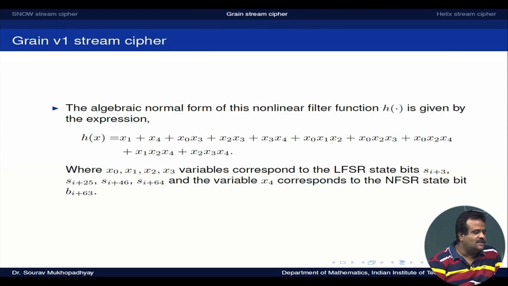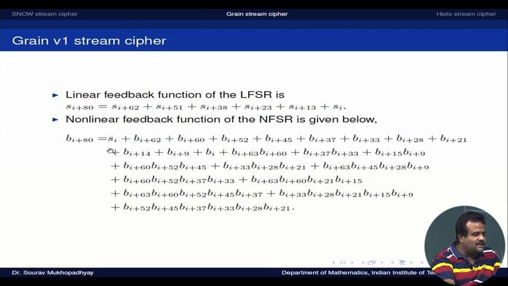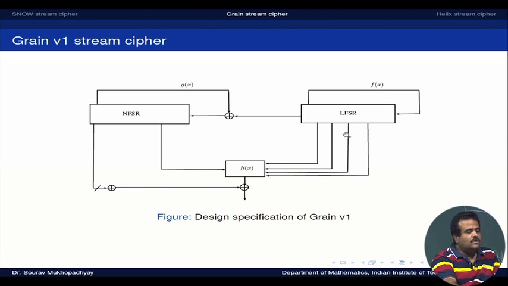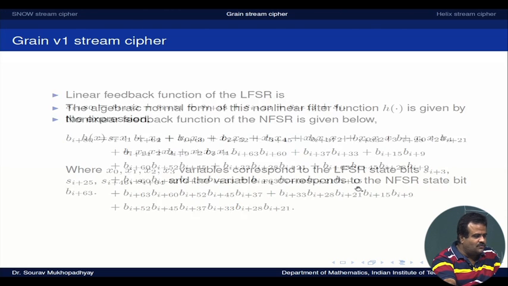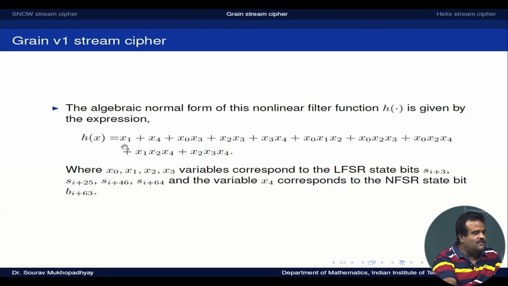So this H function is the function which is giving us the key stream, H of X. So what is X? Let us go back to the picture. So H is taking how many bits? H is taking 4 bits from the LFSR and 1 bit from the NLFSR, and that is the input of the H, and H of X is the output here. So which 4? So this is our H function.